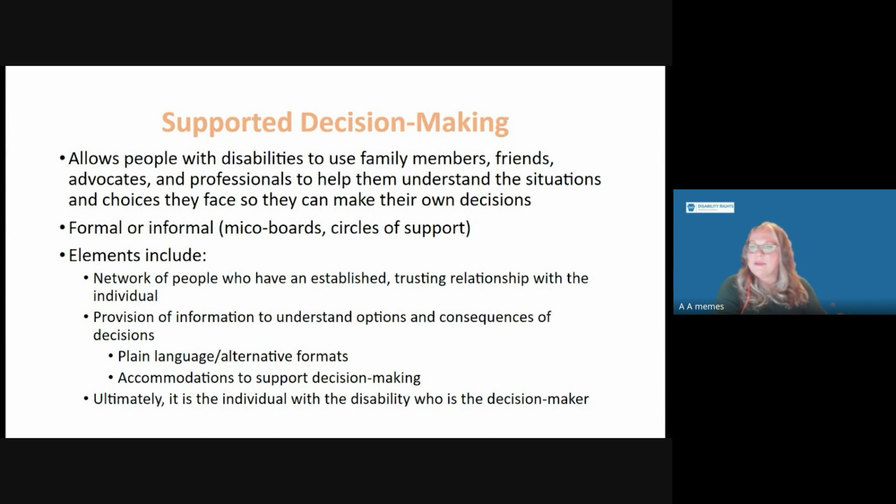supported decision making. I see a question in the chat about guardianship being dissolved after it's granted, and the short answer is yes. And we're going to talk about guardianship kind of all the way at the end. So I'm happy to talk more about that and help to answer your questions then. Okay, I think we can go to the next slide.